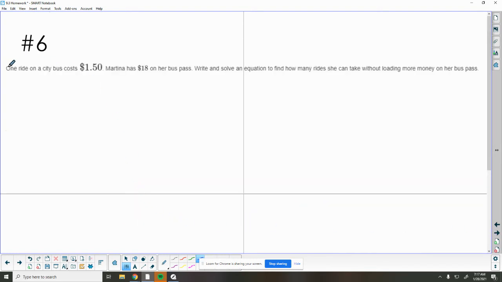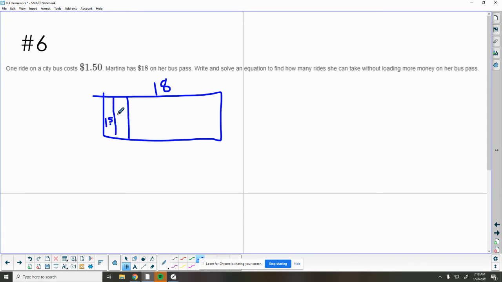Hey, number 6 says one ride on a city bus cost $1.50. I almost said 150. That'd be a very expensive bus ride. So it cost $1.50. Martina has $18 on her pass. So she's got this pass and it has a total of 18. And every time she rides the bus, it takes off $1.50. She rides the bus again, it takes off $1.50.